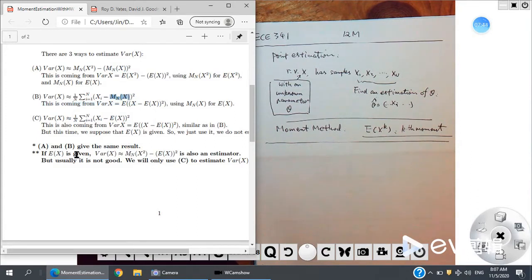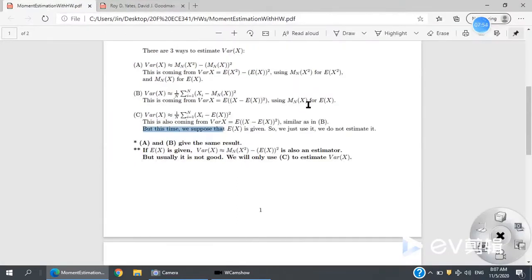And here I stay here. In this case, I think I explained somewhere. Now here, I said here, if E is given, then this one is also an estimate. This is similar with B, similar with A.